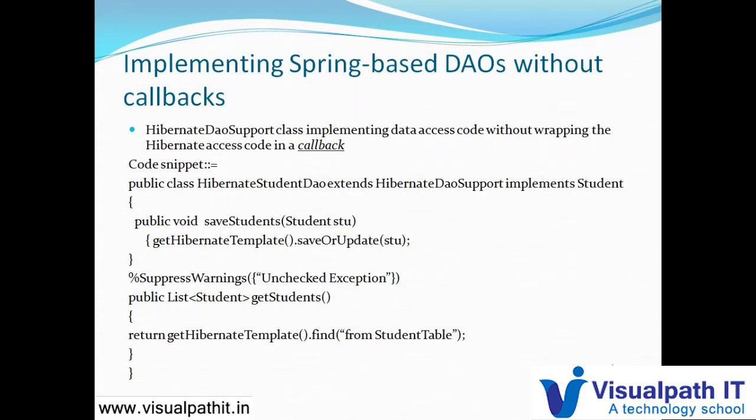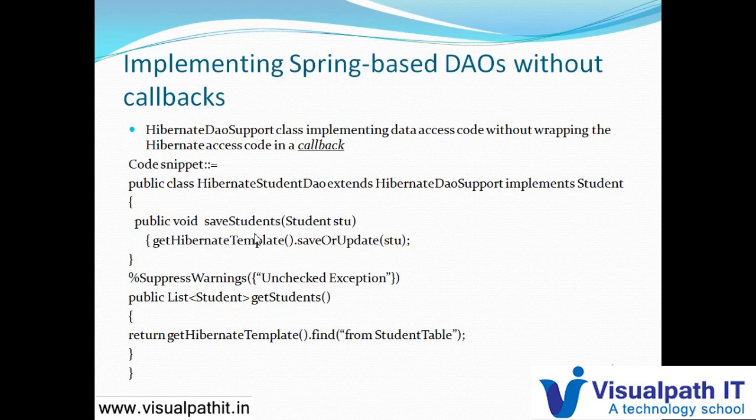The Hibernate DAO support class supports and participates in Spring's generic data access exception hierarchy. So now we are learning about implementing the Spring based DAO without callbacks. What exactly is happening in this code snippet? The student interface is defined with a declaration of two methods here. One is save students and the next is get students.